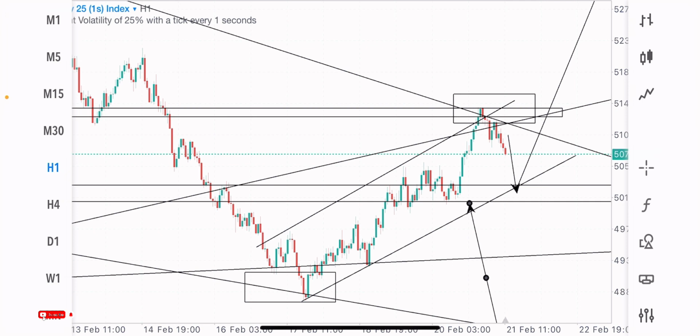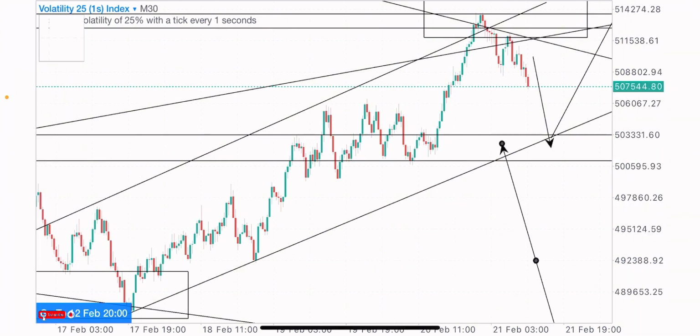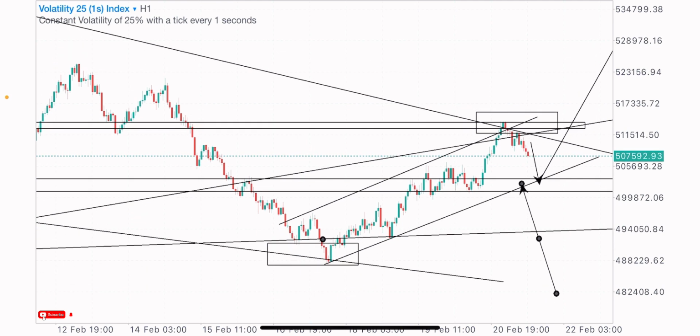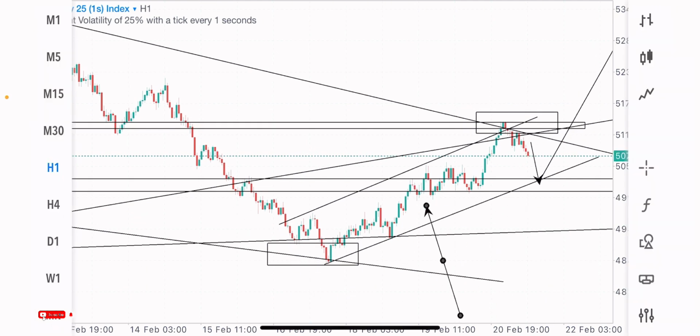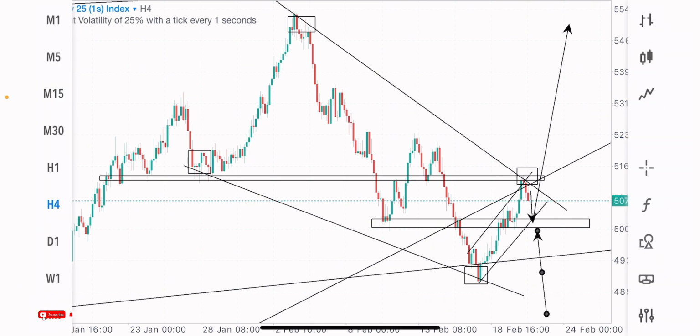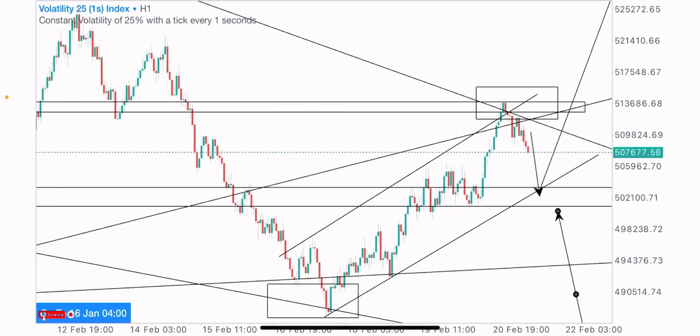So me personally, I'm waiting for price to give a retest of this zone for the buys on this index. So that's my market analysis and projection on this index. For me to sell this index, I would first wait for a break of this level, right? I would first wait for price to break below this 4 hour time frame level for me to sell this index. But currently I'm looking out for buy opportunities on V25 1S index.